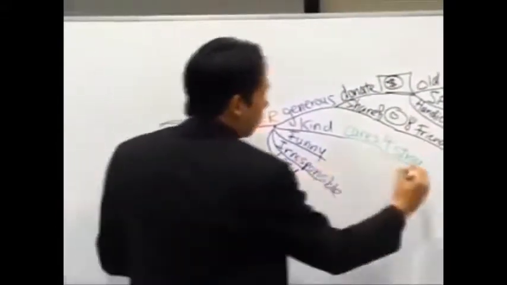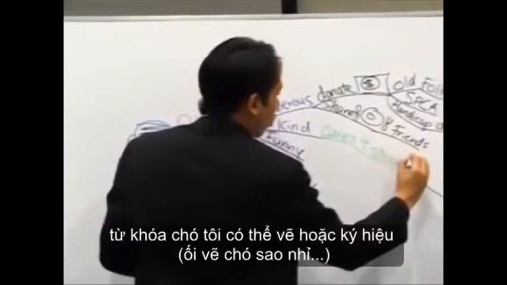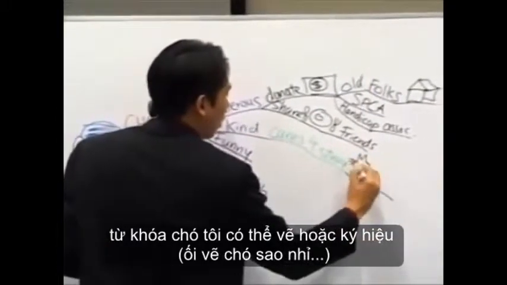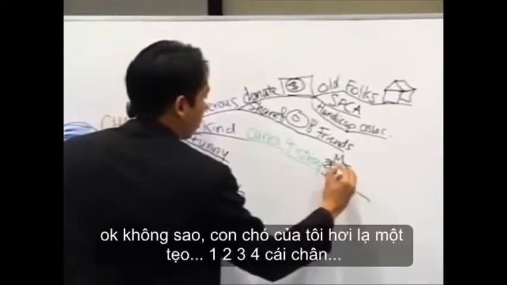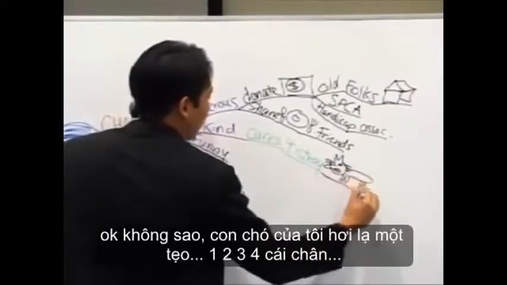So, dog. Instead of writing the word dog again, if I can, I draw a picture because it's more outstanding. Oops, how do you draw a dog? Okay, sorry, my dog looks a bit strange. 1, 2, 3, 4, okay?